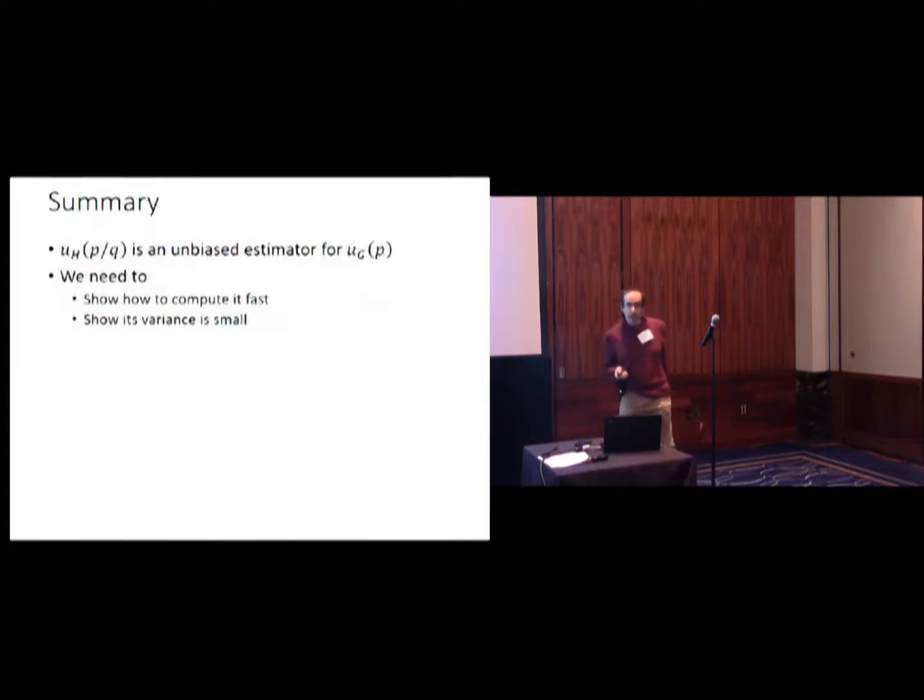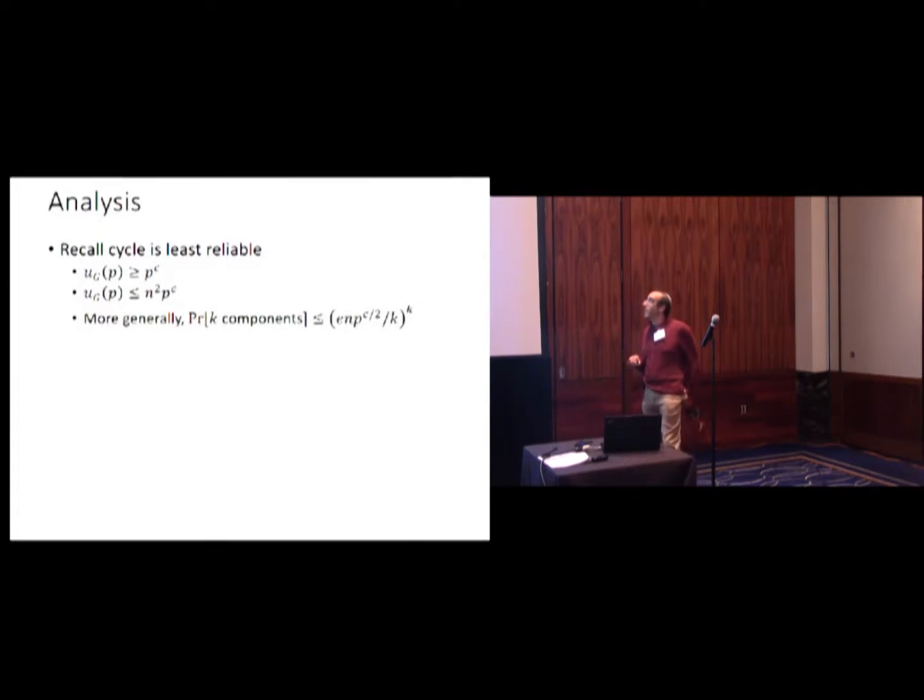So that's the summary. We now have an unbiased estimator. Two questions remain. How do we compute it? And how do we show that its variance is small so that we can know that we don't need to take too many samples? So here's the analysis.